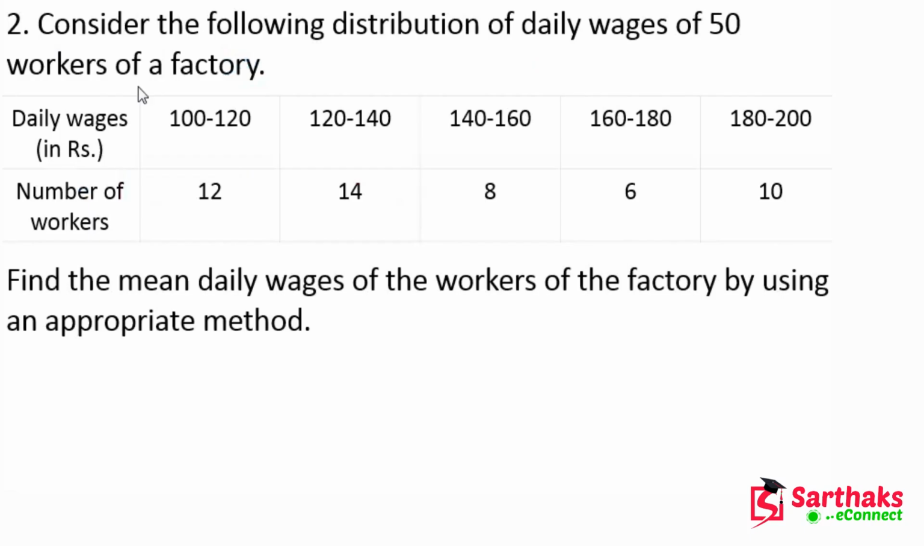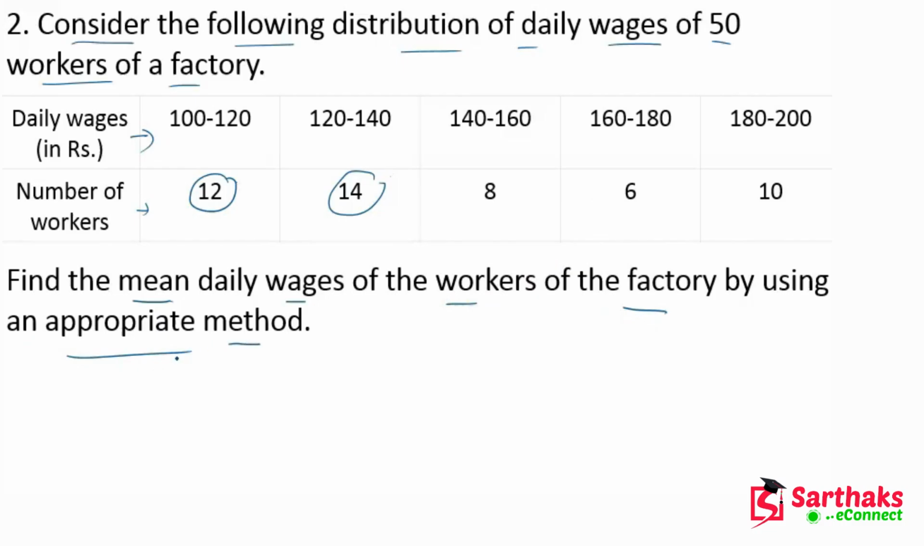The next question is: consider the following distribution of daily wages of 50 workers of a factory. Here is a table. There is the interval of daily wages in rupees, and the number of workers, meaning 12 workers having daily wages between 100 to 120 rupees, and 14 workers having daily wages between 120 to 140 rupees, and so on. Find the mean daily wages of the workers of the factory by using an appropriate method. I hope you get this point.